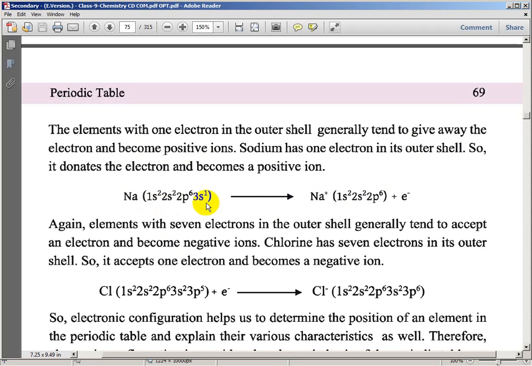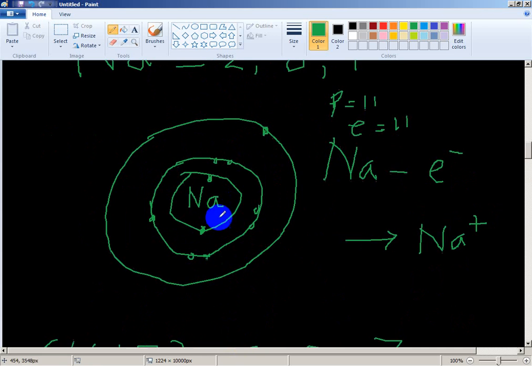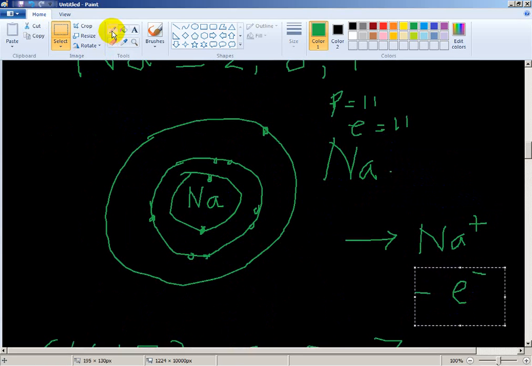If I write a negative sign on the left-hand side, minus e, then on the right-hand side it will be plus e. That means it lost electrons. This is written here in the book.